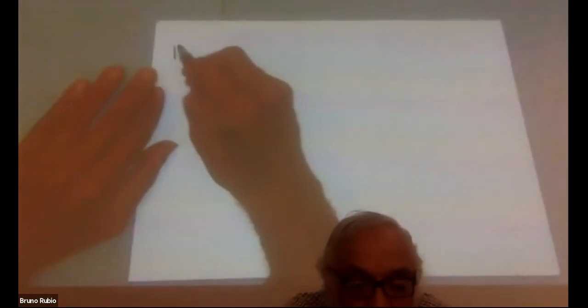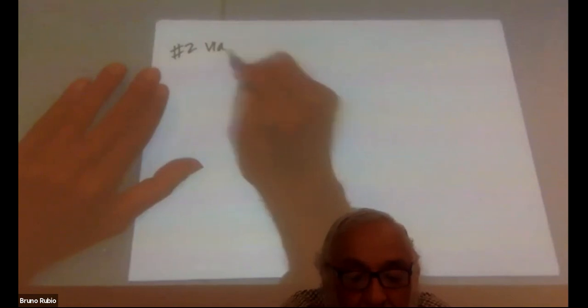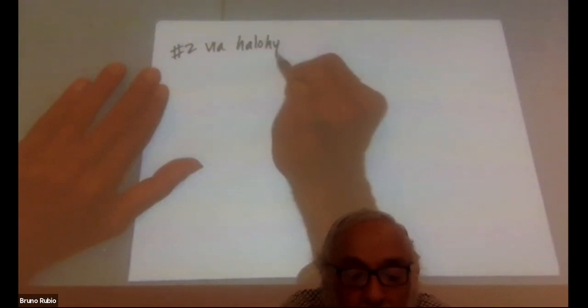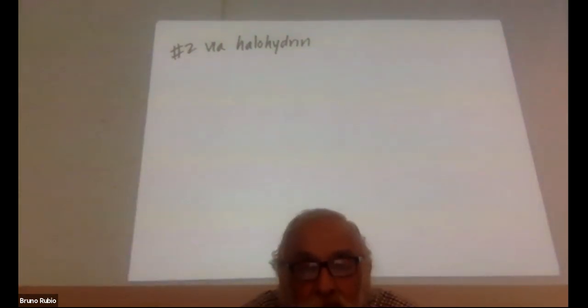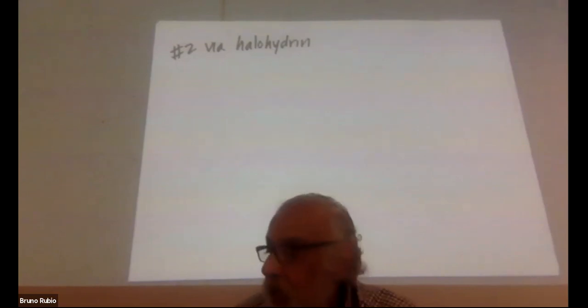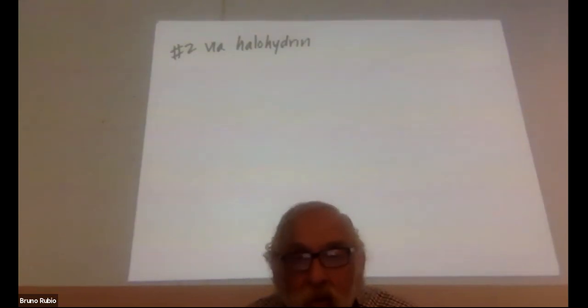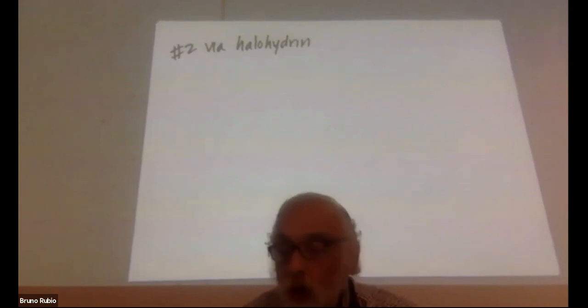Next way of making an epoxide, let's see, did I put a number 1 earlier? Yeah. Next way to make an epoxide is via a halohydrin. This maybe was a reaction that you covered in Orgo 1. If you never heard of a halohydrin, doesn't matter. We're just going to go over all of this chemistry now. So this is the second way of making an epoxide, using a halohydrin.